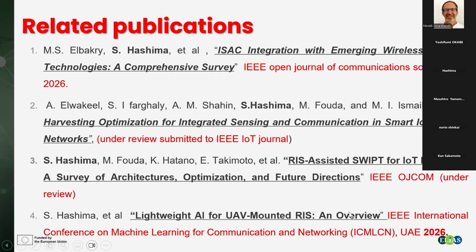Today's talk related publications: we have some accepted papers in the Open Journal of the Communications Society and in ICMLCN, the International Conference on Machine Learning for Communication and Networking. And we have two papers under review now in IoT Journal and in OJCOMS Journal too.